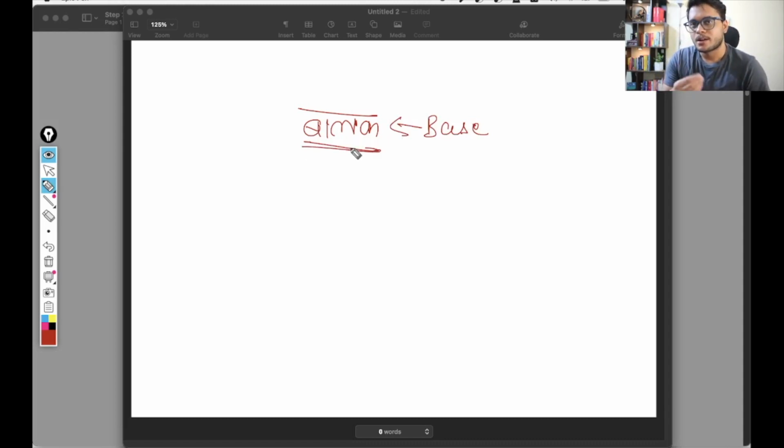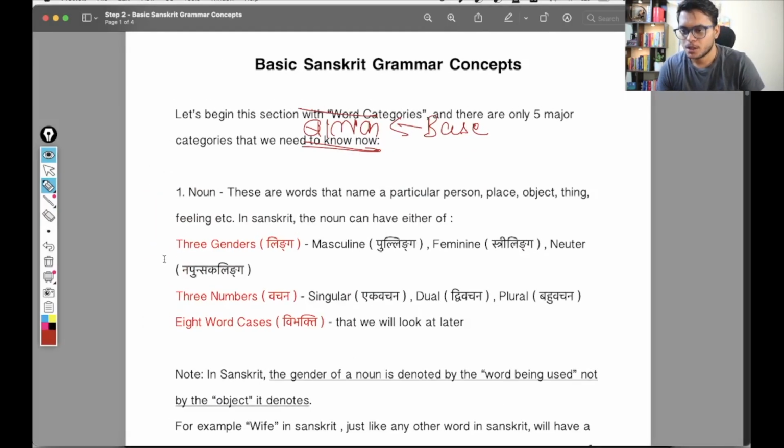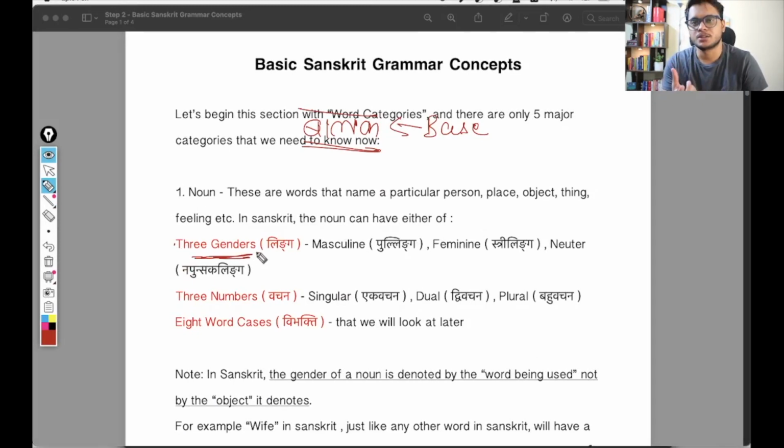Whenever you encounter a noun word, it will always have three properties in it. What are those three properties? Let us quickly look here. The first property for a noun is gender, what gender it is. It is either masculine gender, pulling, or feminine gender, striling, or neuter gender, napunsakling. It can have any one of the three genders.